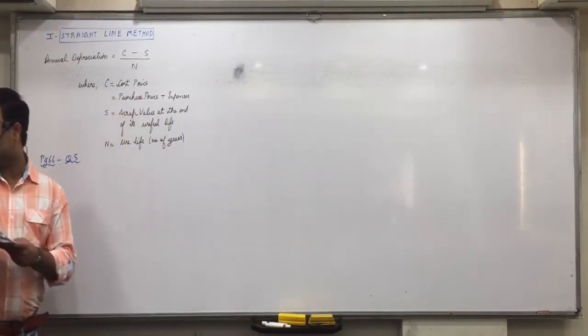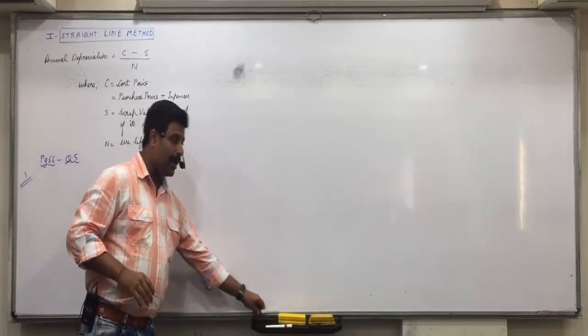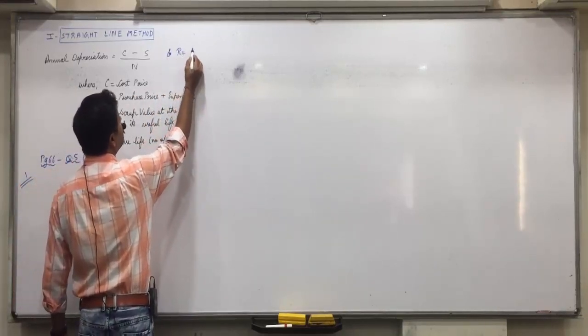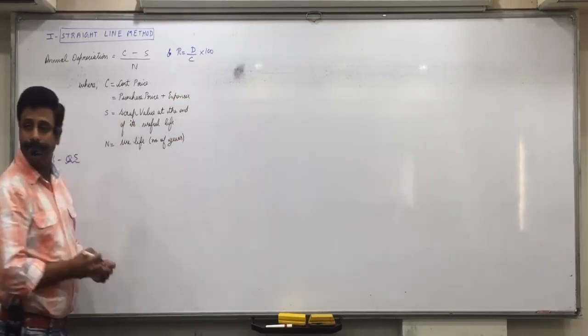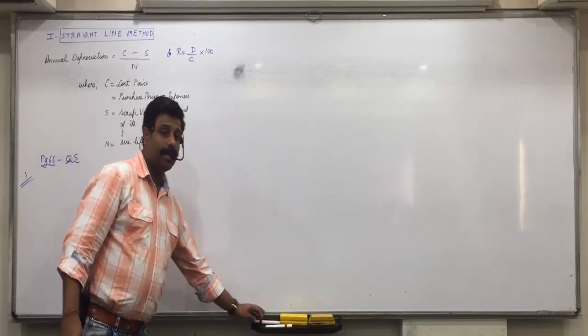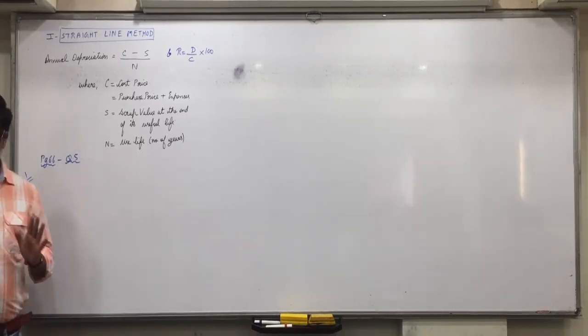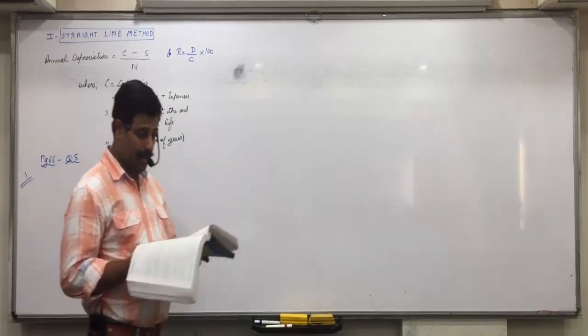The rate of depreciation is a normal concept. Depreciation upon cost price into 100. How can you find the rate of depreciation? Depreciation upon cost price into 100. For example, the depreciation in the example I gave you was 18,000 and the cost price 1 lakh. So 18,000 upon 1 lakh into 100, 18% would be the rate of depreciation. So how do you find the rate of depreciation? D upon C into 100.